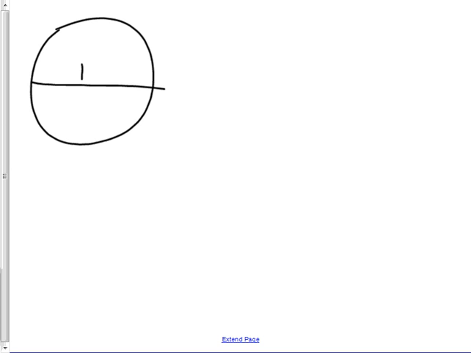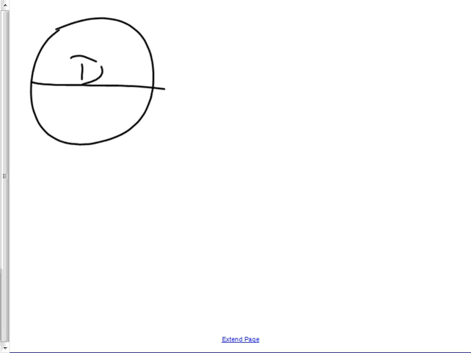So you start with a picture. You just label your picture. Next, you write a formula. You always start with the pure form of the formula. Then you figure out, what are you really looking for? All right, circle, labeled with a diameter. That's all you really need.